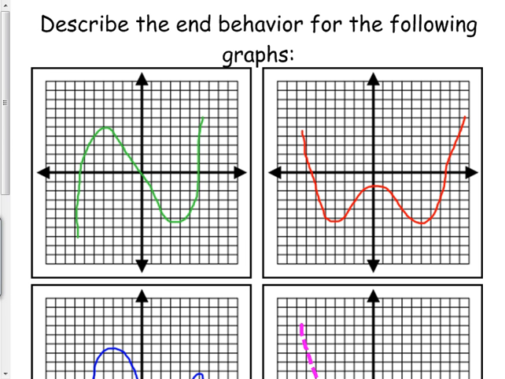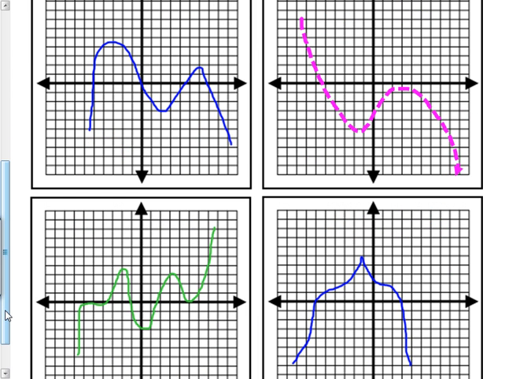Remember on end behavior, there's the left end and the right end. And it's either up or it's down. Okay? So the end behavior on this is down on the left and up on the right. Down, up. Don't get confused by thinking about is it increasing or decreasing. That's totally different. It's down or up. What's that? Up, up. What's that? Down, down. What's this? Up, down.